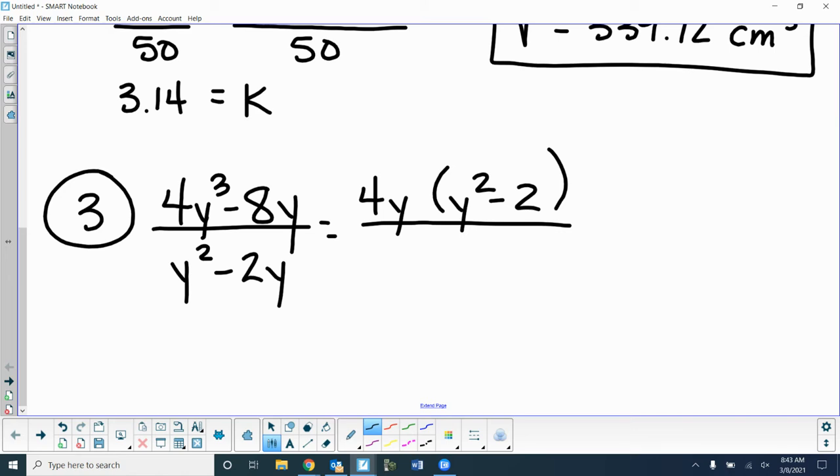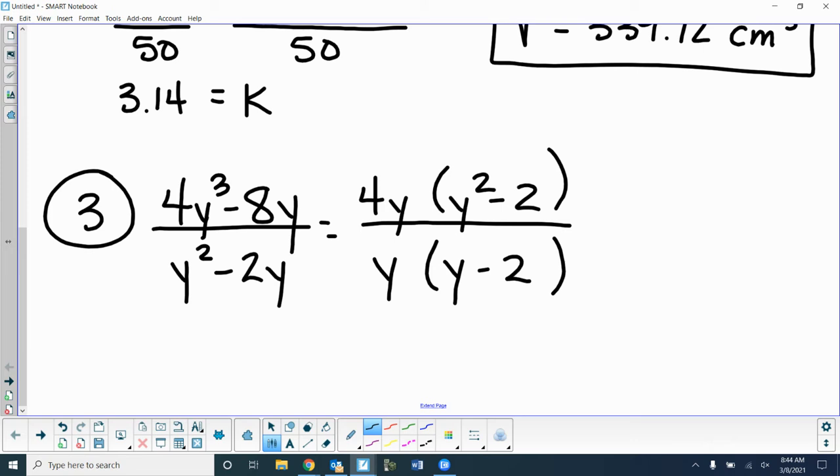What's the GCF for the bottom binomial? Y. And then I'll have two terms again because there's two terms I started with. Y squared divided by y is y. And negative 2y divided by y is negative 2. Now, it would have been nice if this bottom was y squared minus 2 or the top was y minus 2. They're not exactly the same, are they? So I can't factor or cancel those. Okay? You cannot cancel anything there.